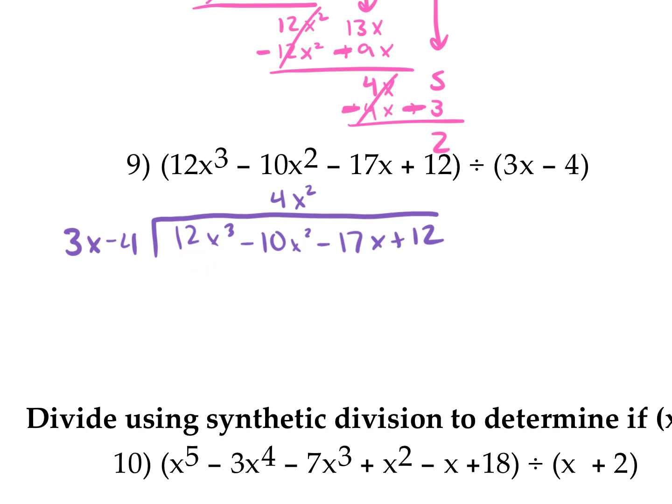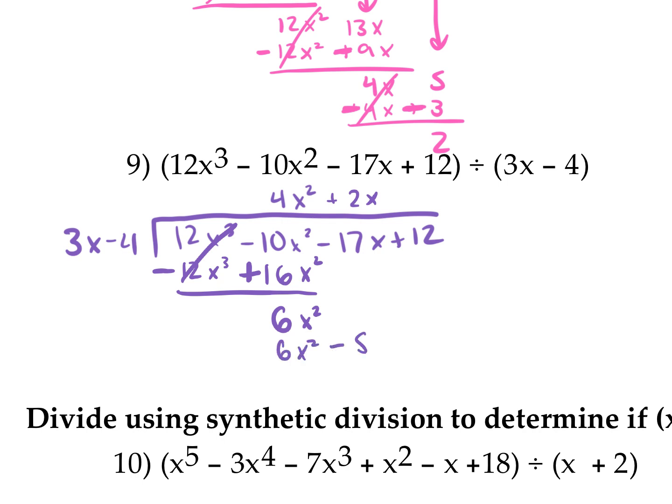Then I multiply. 4x squared times 3x would be 12x cubed. 4x squared times negative 4 would be negative 16x squared. Change a sign, and combine. So these cancel. Negative 10x squared plus 16x squared would be 6x squared. Then we divide. So 6x squared divided by 3x would be 2x.